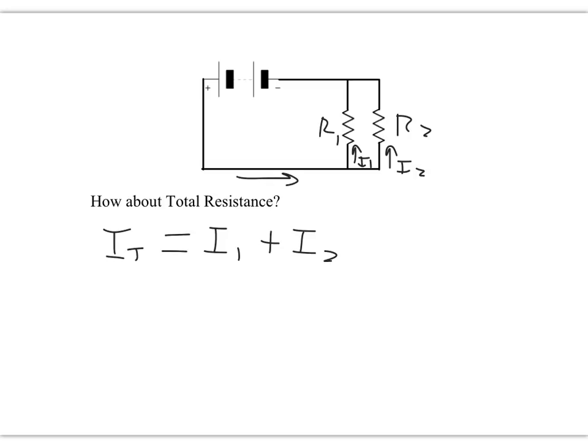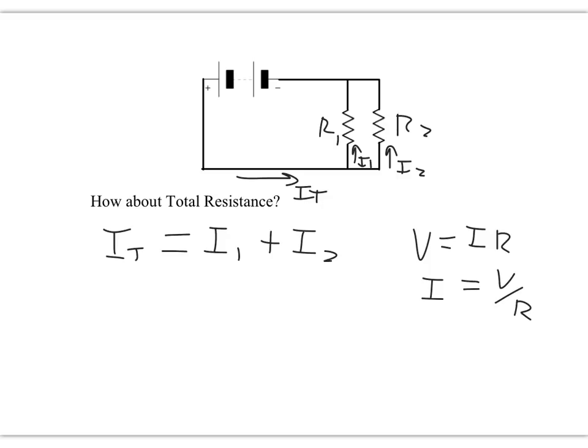And then these two individual pieces just add up to this thing that we call IT, the total current. Okay. Now, if we remember that Ohm's law just says that voltage is equal to current times resistance, well then I can rewrite that equation just as current is equal to voltage divided by resistance. Okay, so that's the first trick.